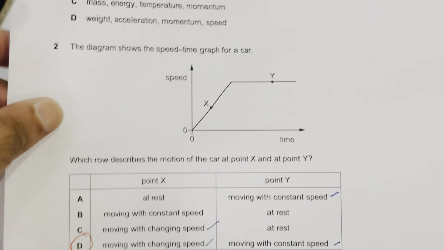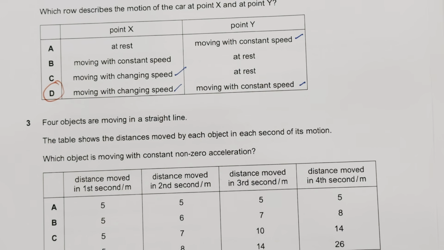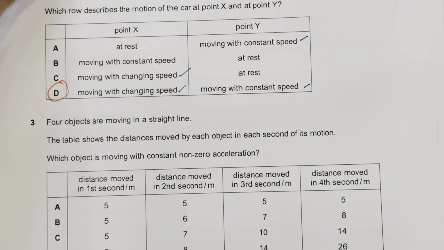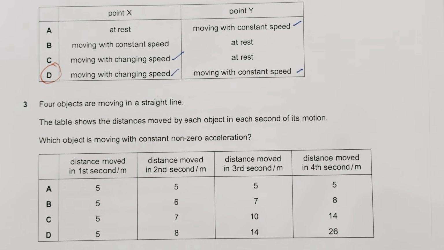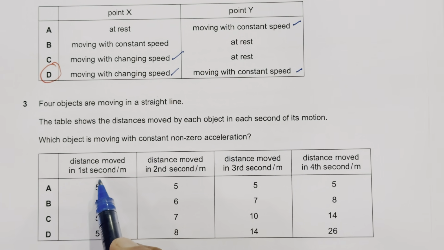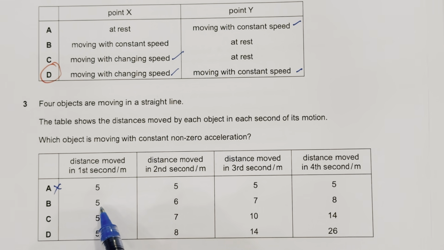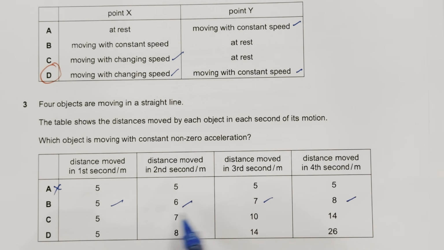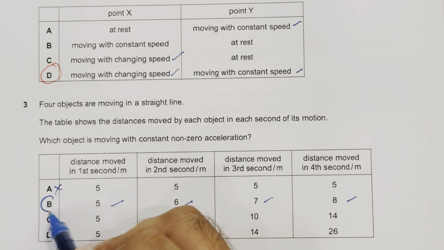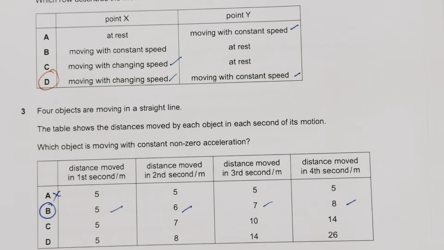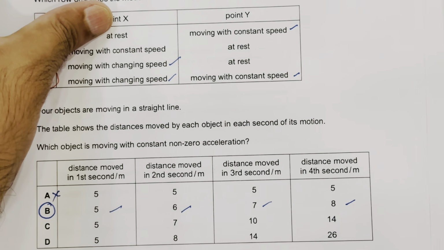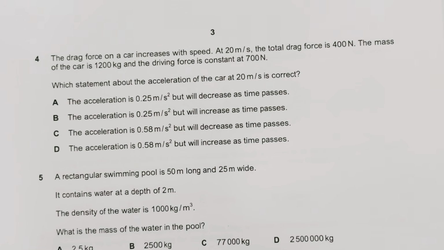Moving to question number 3. Four objects are moving in a straight line. The tables show the distance moved by each object in each second of its motion. Which object is moving with constant non-zero acceleration? Constant non-zero acceleration means that the object should change its speed at every second. So option number A is wrong. And we know that at the first second it is 5, then it's 6, then it's 7. It is increasing, so it would be option number B, which shows that the object's speed is increasing at every second.